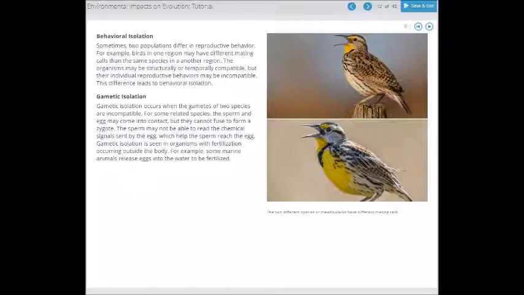For some related species, the sperm and egg may come into contact, but they cannot fuse to form a zygote for whatever reason. The sperm may not be able to read the chemical signal sent by the egg. Now, this is interesting because these are related species.